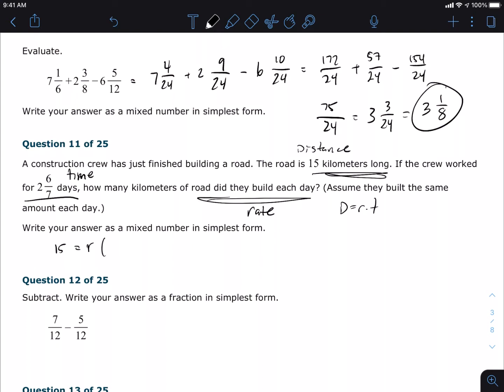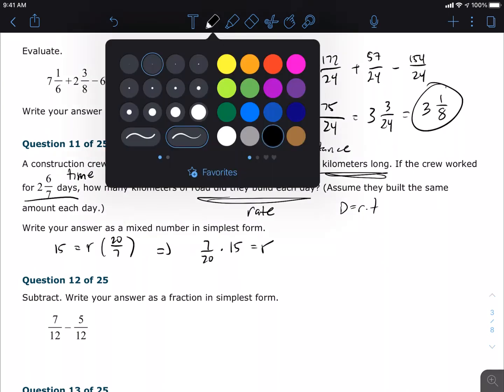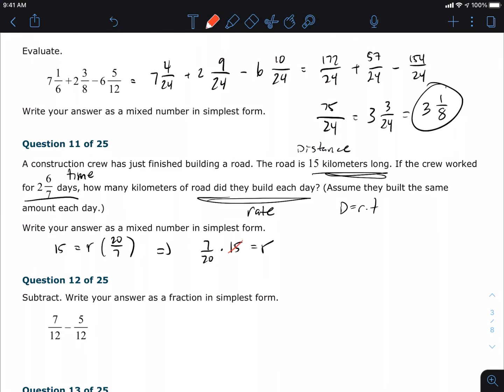So 2 times 7 is 14, plus 6 is 20, so it's going to be 20 over 7. And then we're going to multiply by the reciprocal just to make life easy. 7 over 20 times 15 is my R. We can see, and I'll do this in a different color, that becomes 3, that becomes 4, and I'm going to get 21 over 4 is my rate.